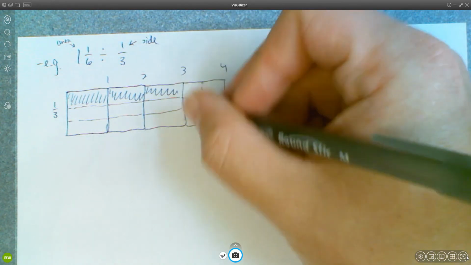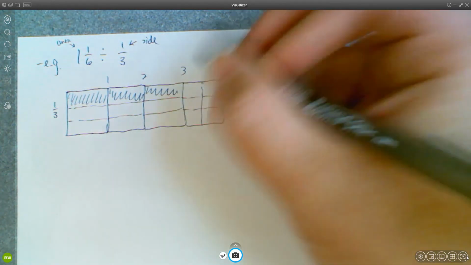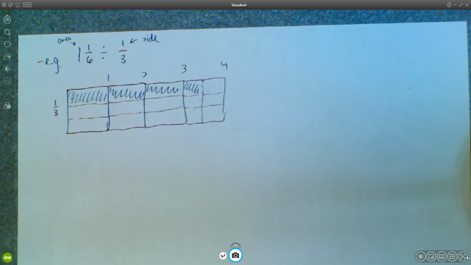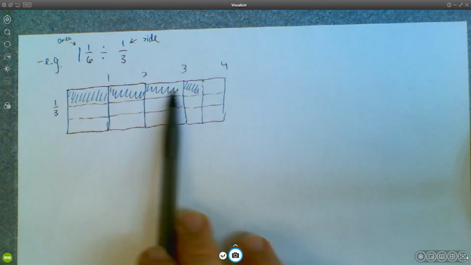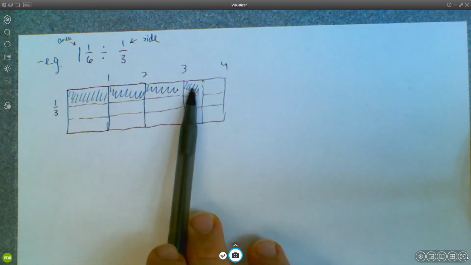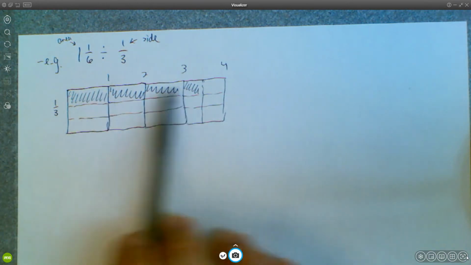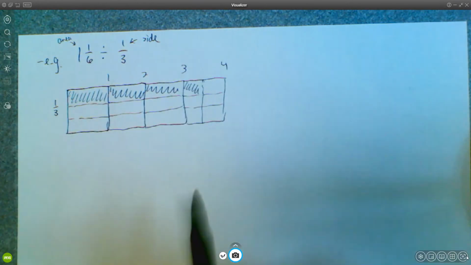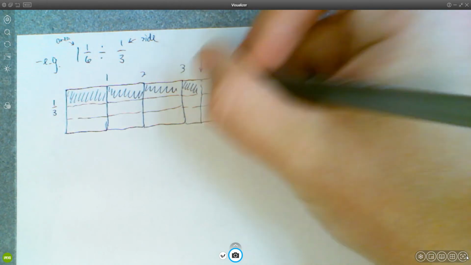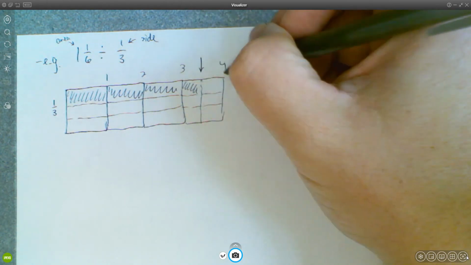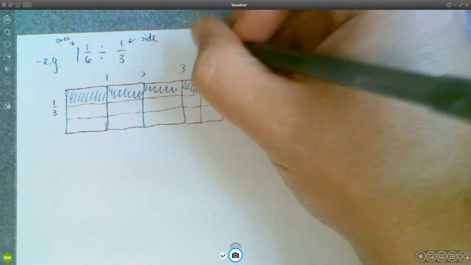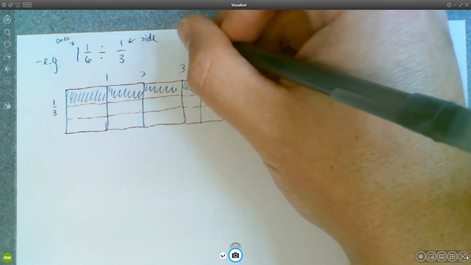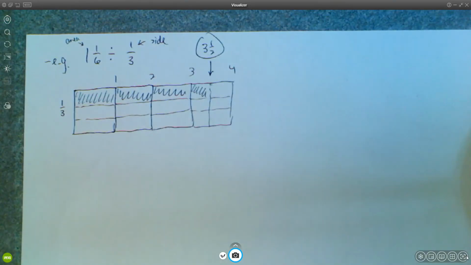if I split it in half, now I've got 6ths, right? And I only need 1 of them. Okay, so I've now shaded in 1 1/6. So my area that I've shaded in is 1 1/6. So the question is, what's that number, right? Because that's my answer. Well, again, this is halfway between 3 and 4, so it's 3 1/2. Right, so that's the answer to that one.